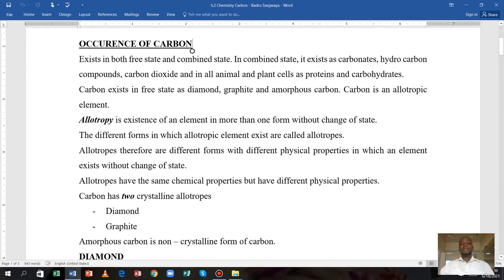This implies, therefore, carbon is an allotropic element. Allotropy is the existence of an element in more than one form without change of state. The different forms of an element are called allotropes. Carbon has both crystalline forms or allotropes and also non-crystalline forms or amorphous forms. The 2 crystalline forms of carbon are diamond and graphite.